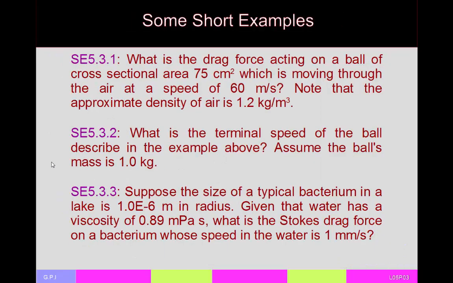So to close out this lecture, let's work a few simple examples. First example is that we have a drag force acting on a ball that has a given cross-sectional area. It's moving through air with a given speed, and we have an approximate density for air. So the question is, how much drag force is going to act?